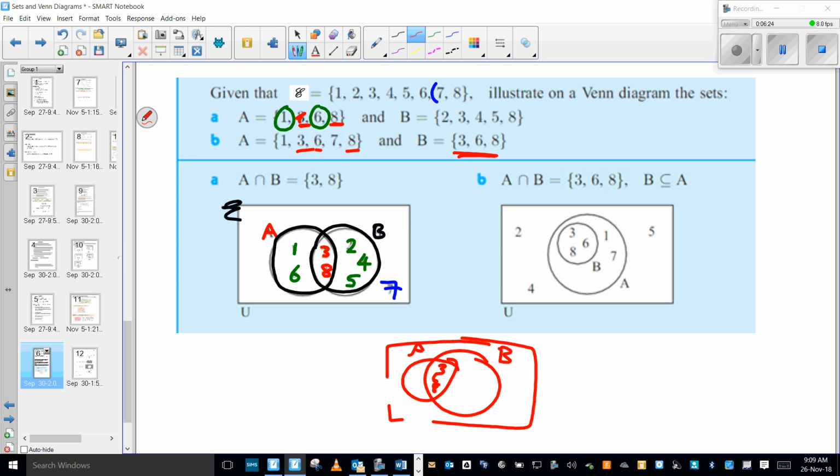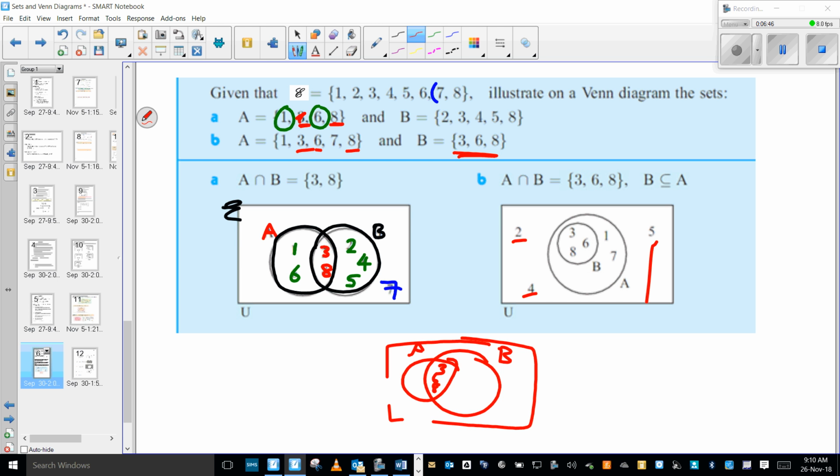Anyway, so we've got 3, 6, and 8 inside. We've got labelled A and B. We've also got in addition 1 and 7, so that's why these two have gone here. And then for this diagram, it's the same universal set, so we had to put 2, 4, and 5 on the outside.